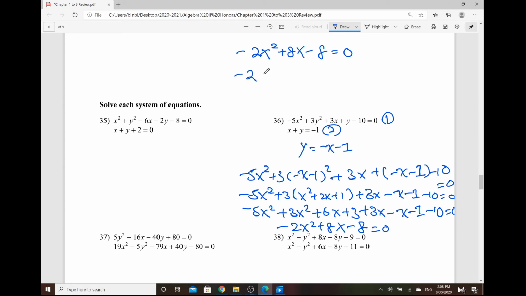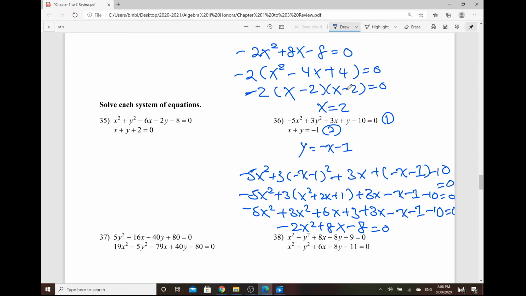So take out -2, or divide everything by -2. So we got x squared minus 4x. Again, I took out the negative, so that's why you need to change the sign. Plus 4. Now you want to factor it. So (x minus 2)(x minus 2). So that means x is going to be 2.